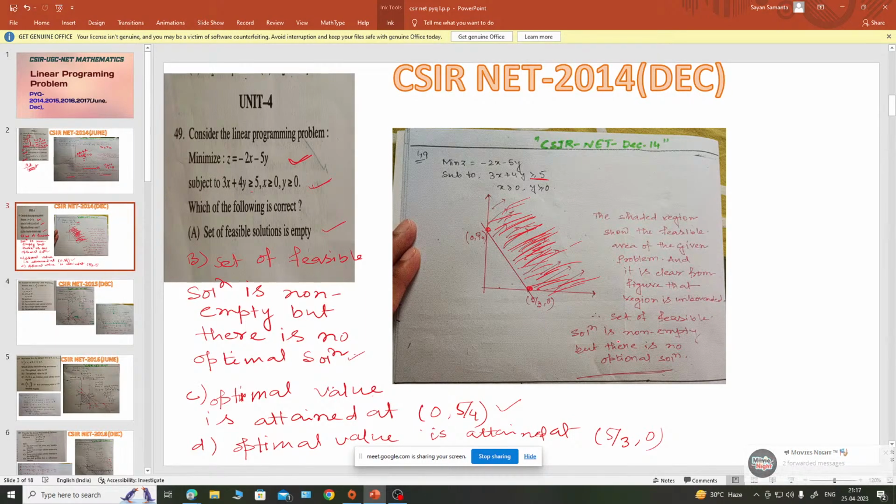So we see that the set of feasible solutions is non-empty, but there is no optimal solution. Here a feasible solution exists. This is one solution, this is one solution. So feasible solutions exist, but our optimal solution does not exist. We can write that feasible solutions exist but the optimal solution does not exist. So here option B is correct. I hope it is clear to everyone.